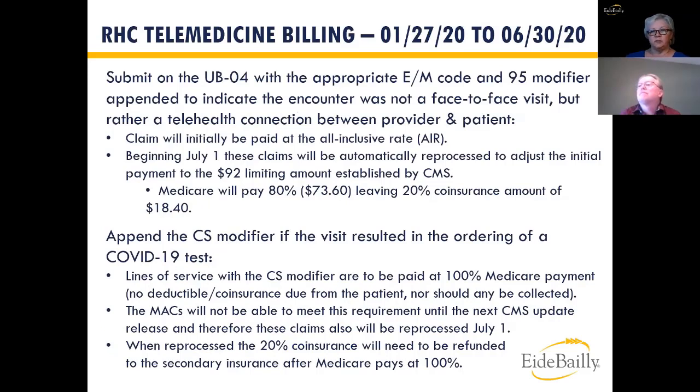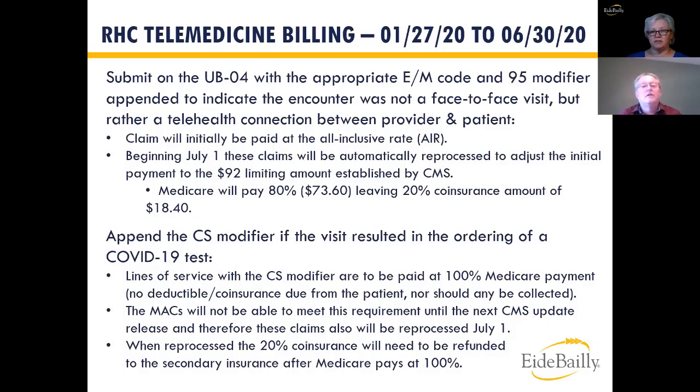For RHCs, you're going to bill that up through June 30th with the E&M code and the 95 modifier appended to indicate that it wasn't a face-to-face visit. And you're going to initially be paid the all-inclusive rate. And beginning July 1, they're going to automatically reprocess these claims to adjust it down to that $92 limiting amount that CMS has put out there. So at that time, Medicare is not going to be paying your all-inclusive rate. You will receive 80% of the $92, which will be $73.60, leaving the coinsurance amount of $18.40.